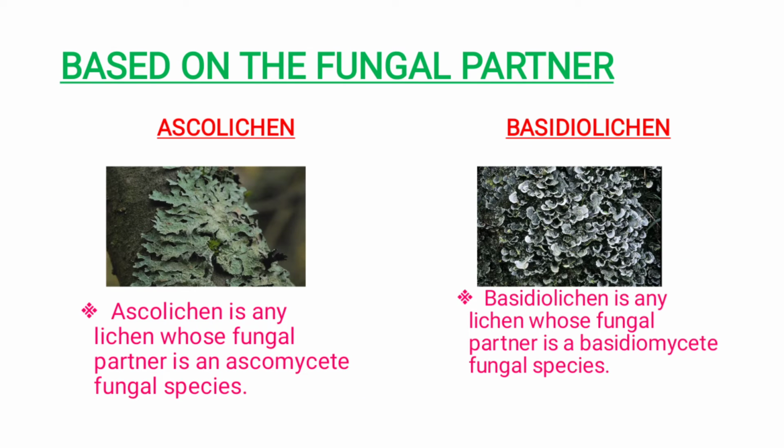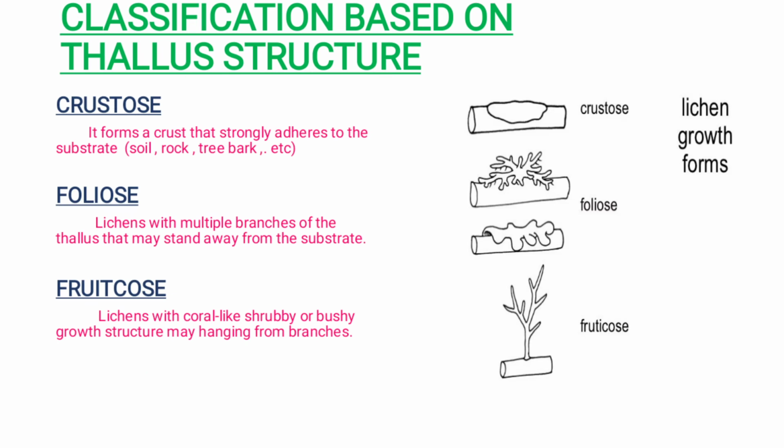The second classification is based on the fungal partners, which is divided into two types: ascolichen and basidiolichen. Ascolichen is a type of lichen whose fungal partner is an Ascomycete fungal species, and basidiolichen is any lichen whose fungal partner is a basidiomycete fungal species.